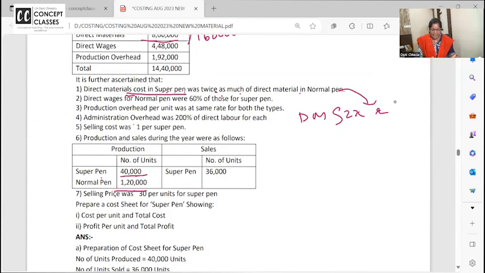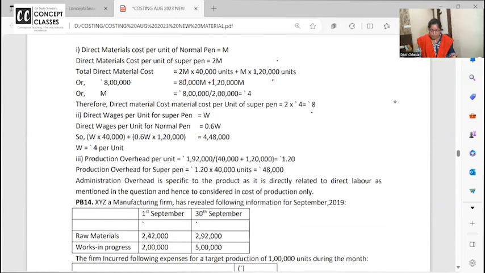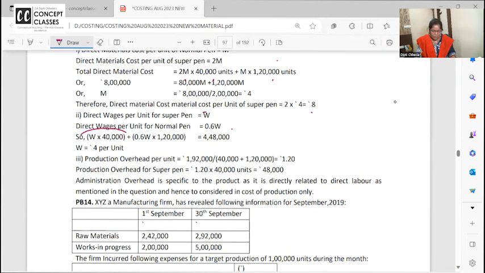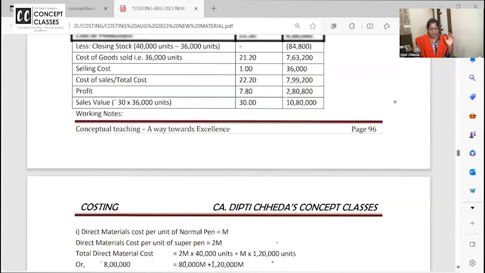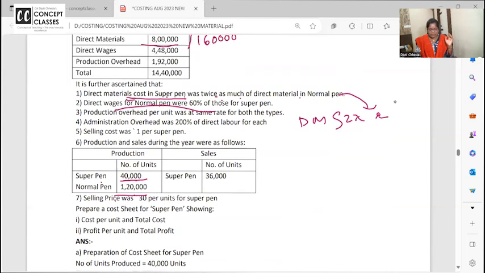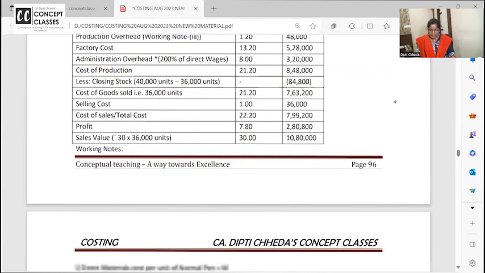Same way, they said direct wages for the normal pen are 60% of the super. So what are the direct wages for super? W. So for normal 60%, 0.6 W. Now super's W into 40,000, normal's 0.6 W into this. See, both of them are not having the same per unit consumption, so we are multiplying and then getting the per unit rate and using it. For production overhead, look at the language: per unit is same. Okay. So 1,90,000 is incurred for 160,000 units because it's the same for both. You can go ahead and make the cost sheet.